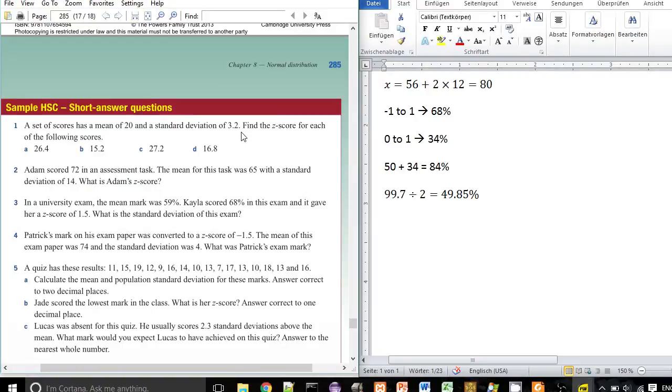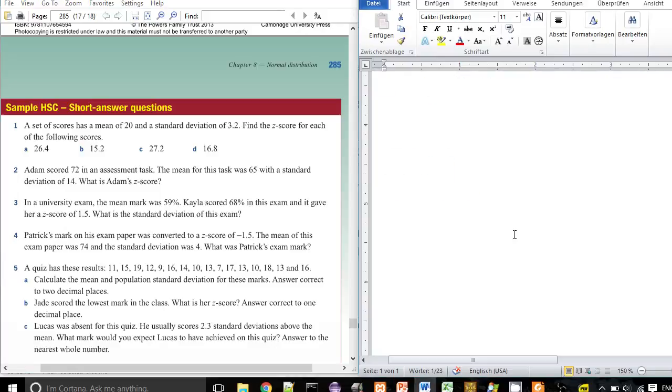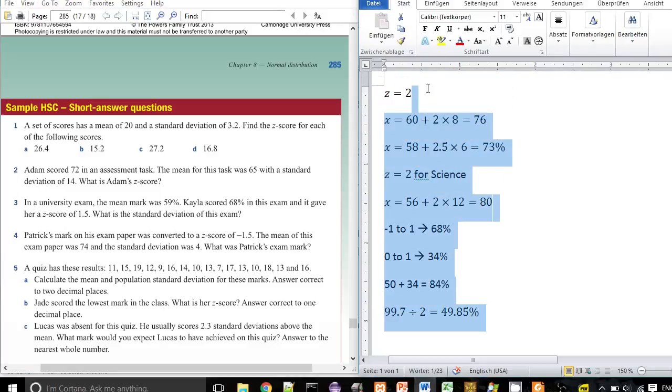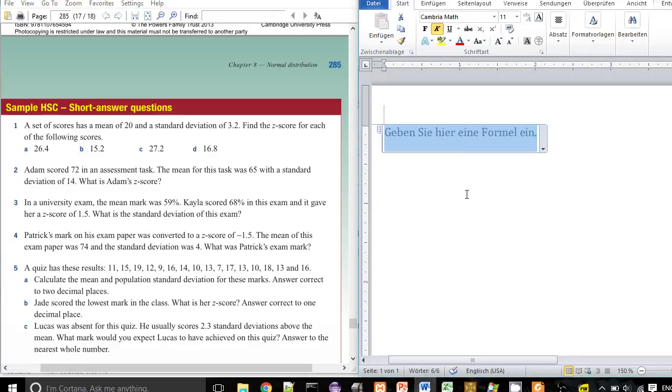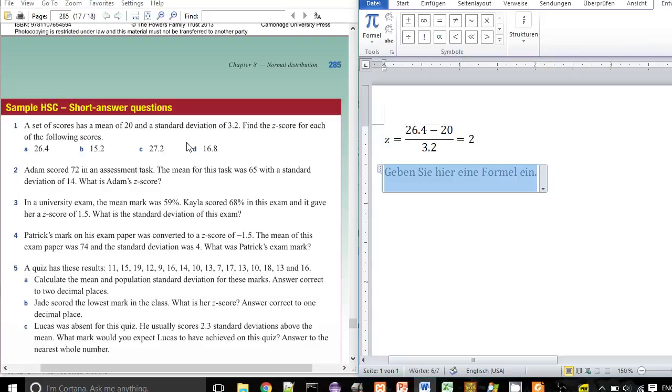Okay, the mean's 20 and the standard deviation is 3.2. I can do some of these pretty quickly. I'm going to delete all this. So, the z-score. For this, you can use a formula. Actually, this one I can tell the z-score is just 2, because this is above that, and 6.4 is just 2 lots of that. But anyway, let's say we did the formula: 26.4, take 20 away and divide by 3.2, but that'll be 2. So that's the z-score for the first one, 2.